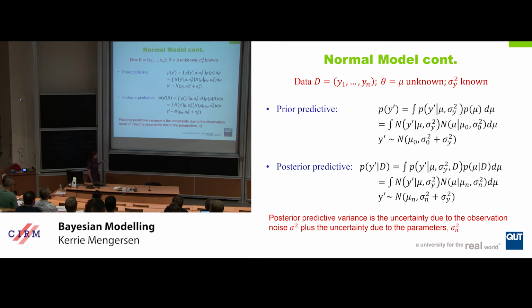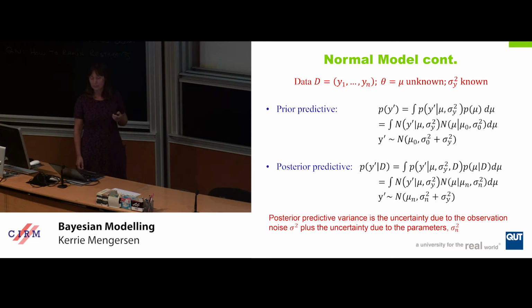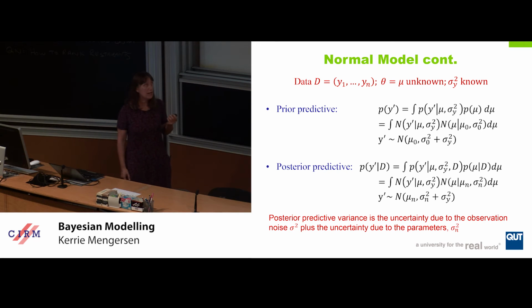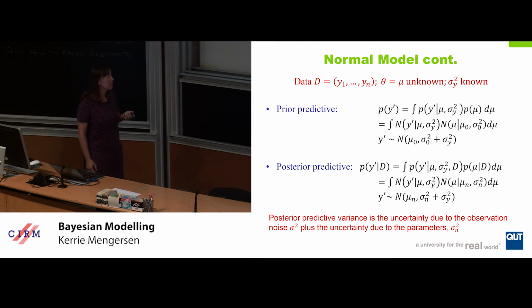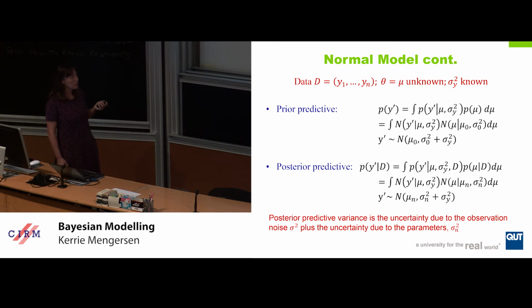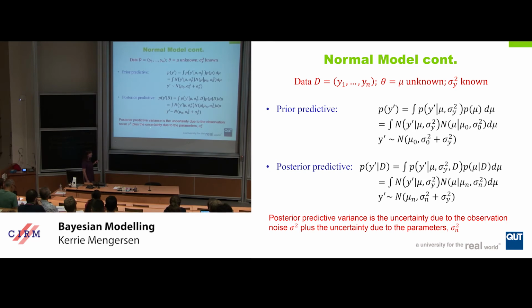And so if we do that, we get a posterior predictive distribution for y, which is going to be based on that posterior mean that we calculated before, and the variance, which is going to be the variance associated with the posterior and with our data. So again, this is saying that we have some uncertainty in our posterior predictive variance due to the observation noise, sigma squared, and the uncertainty due to the parameters.